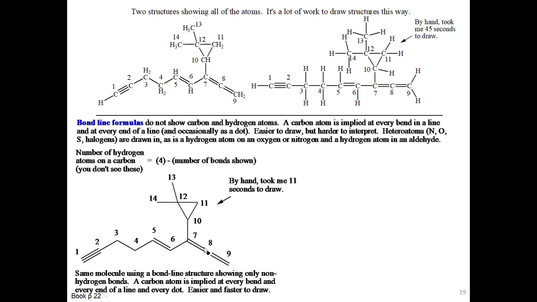Now, this one, when I drew it, I timed myself. It took me 11 seconds. So if I look up here, and I look down here, I drew this one 4 times faster than this one. And so that's why we draw stuff like this. It's just a lot easier. But, as I said, it puts a bigger burden on you. You have to be able to interpret what all these lines mean. So you've got to think about it, practice it a little bit. You'll be able to get it.